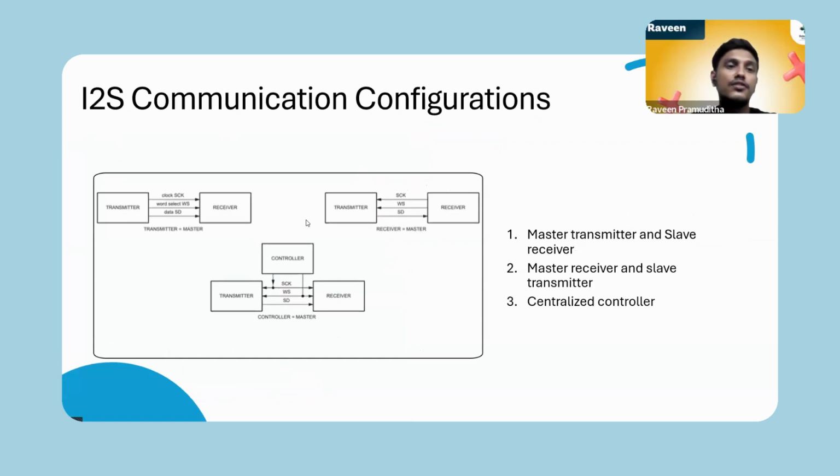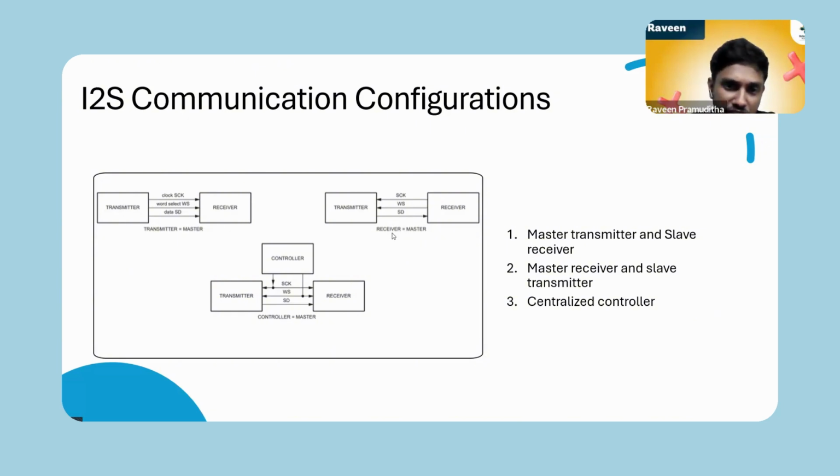Then I go to the other I2S communication configurations we can use in microcontroller designs. You can see these 3 configurations of the transmitter and receiver here. In this configuration the transmitter is working as the master. So the transmitter is controlling all the signal transmitting and receiving parts as the master.